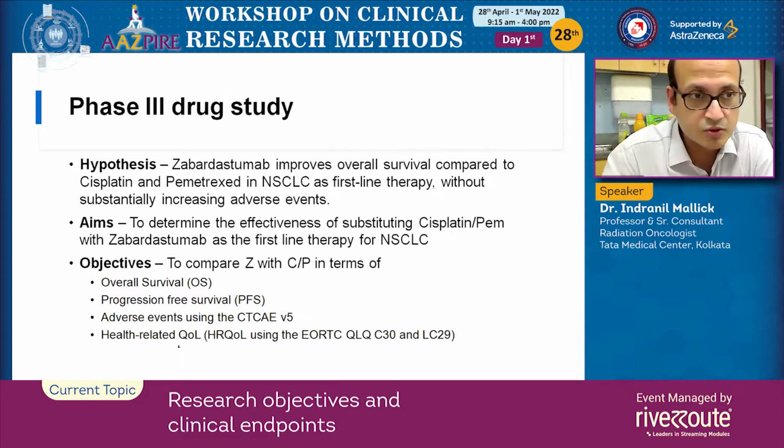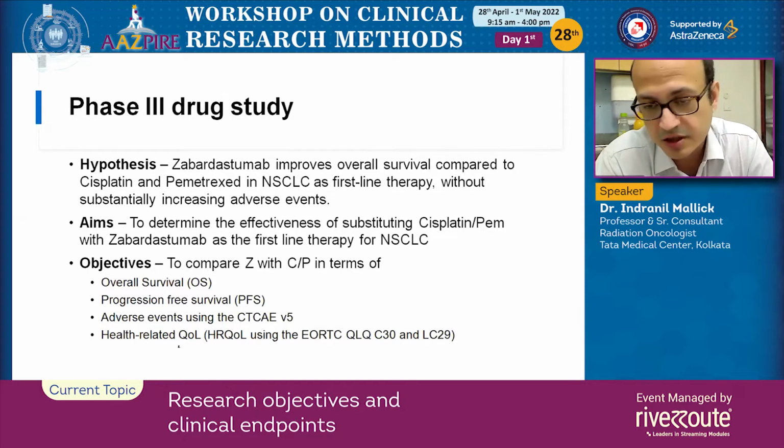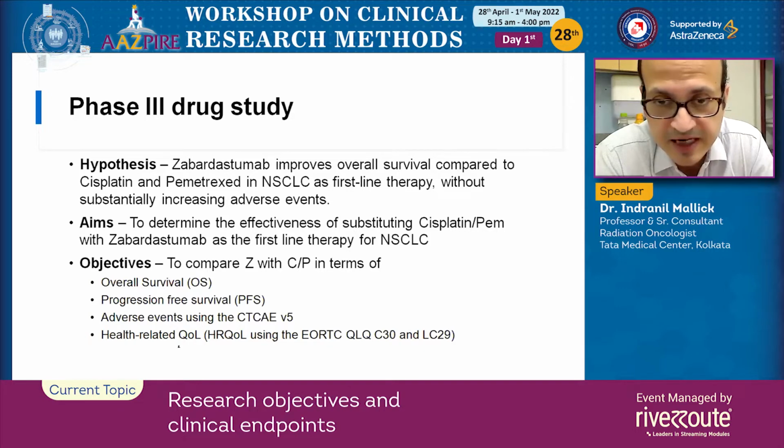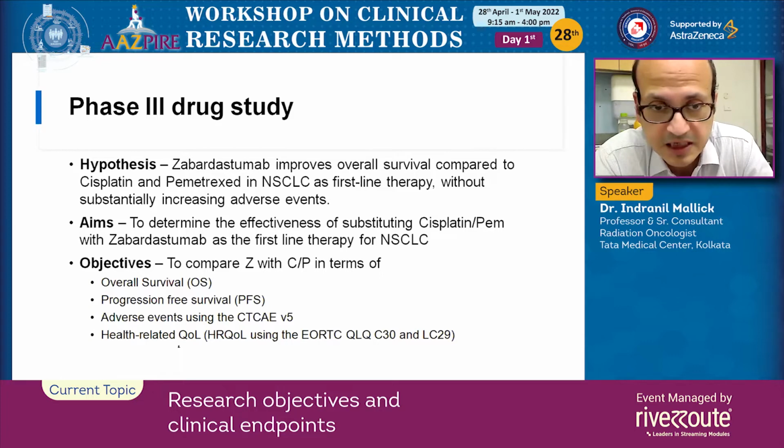Once it has cleared phase 2, a drug or a treatment would move to the phase 3 trial. Here, the hypothesis may be that this drug improves overall survival compared to cisplatin and pemetrexed in non-small cell lung cancer as first-line therapy, without significantly increasing adverse events. Now, the second part of this sentence may not really be quoted in your hypothesis, but it is very much something that you're looking towards in a phase 3 drug study. The aim of the study would be to determine the effectiveness of substituting cisplatin-pemetrexed with zabardastumab as the first-line therapy for non-small cell lung cancer.